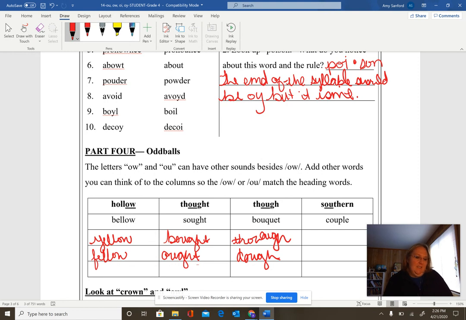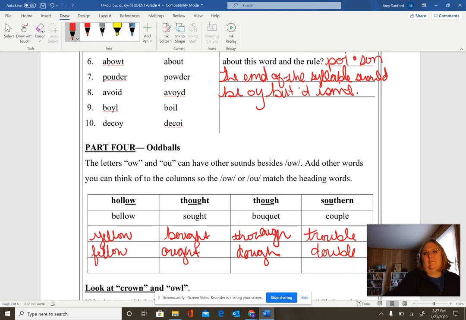Southern. Southern is in south, right? Southern. We have couple. Another one might be trouble. Another one might be double. I'd love to see you come up with another one for southern.